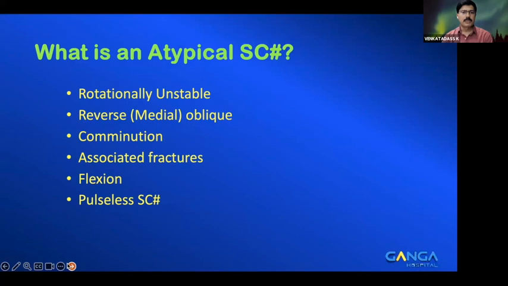The second group is the reverse or medial oblique fracture patterns, which typically need a medial pin. You will not be able to stabilize them with two lateral wires. The third is fractures with comminution. Again, you need additional techniques of fixation, or associated fractures like intracondylar extension or associated medial epicondylar avulsion fractures. The last part is flexion types of supracondylar fractures, which are quite rare, and the pulseless supracondylar fracture. For this particular talk, I'm not going to talk about the supracondylar fractures with vascular or neurological involvement.